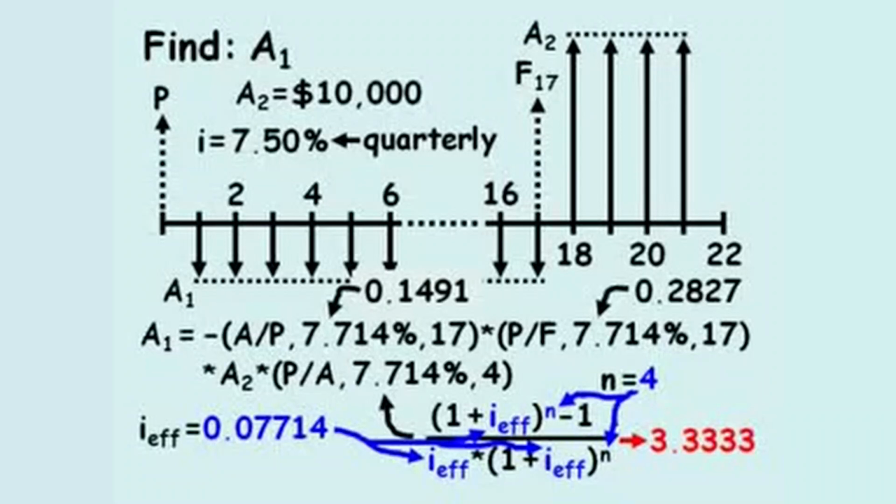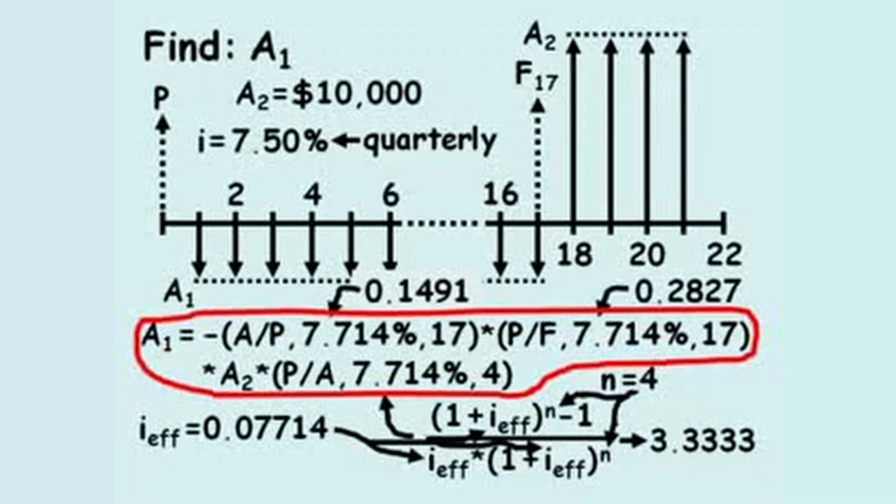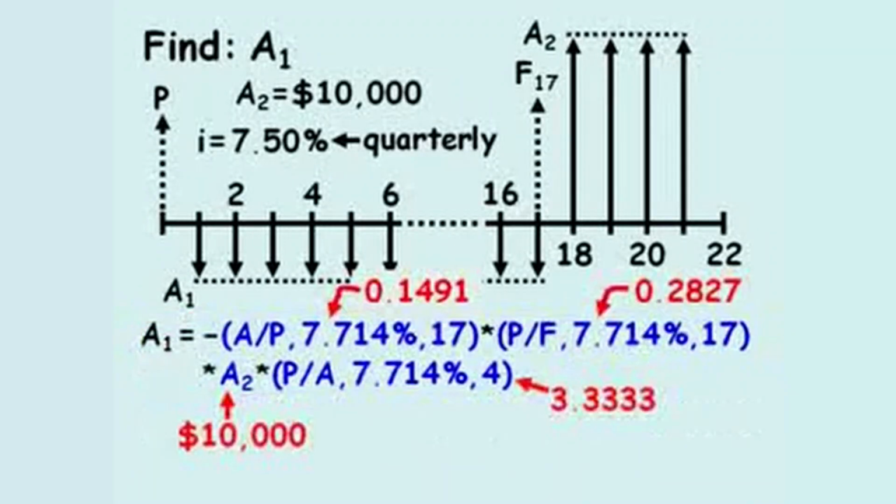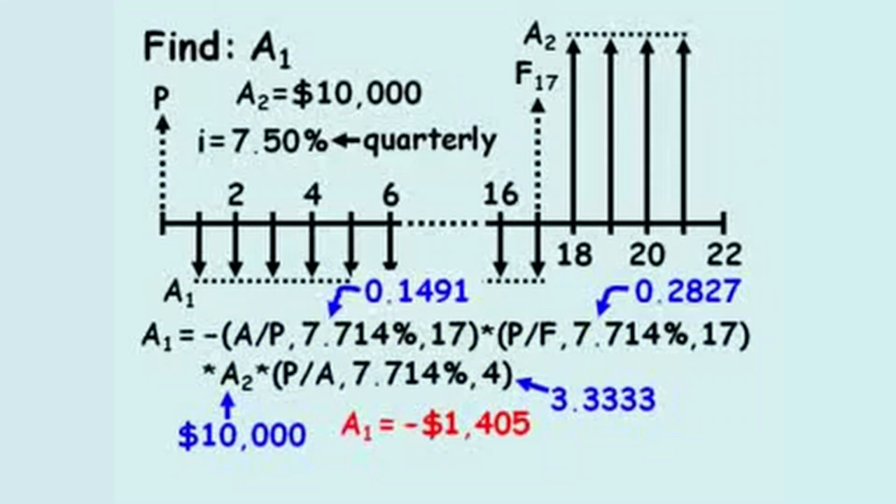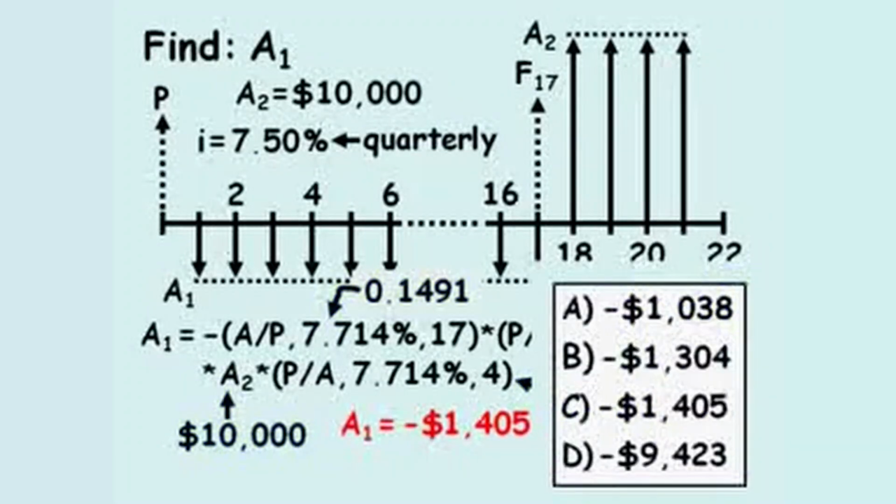Finally, we will return to our equation for A1. Then plug in A2 and the 3 discount factors, and we compute A1 equals negative $1,405. When reviewing the possible solutions, the answer is C.